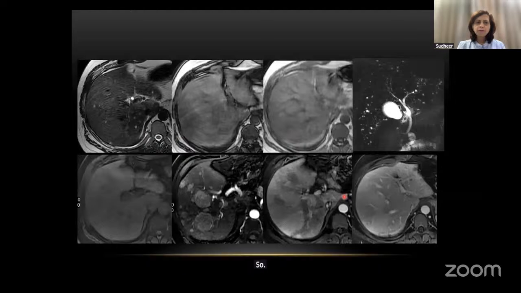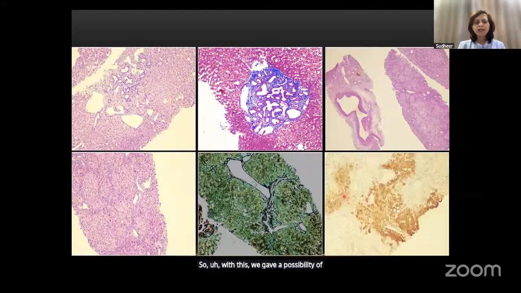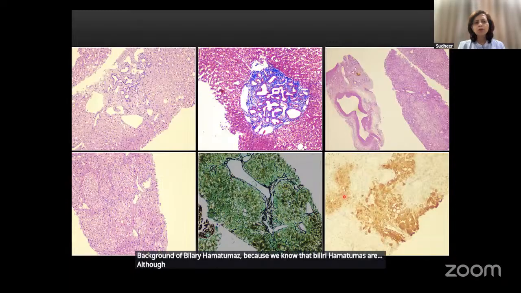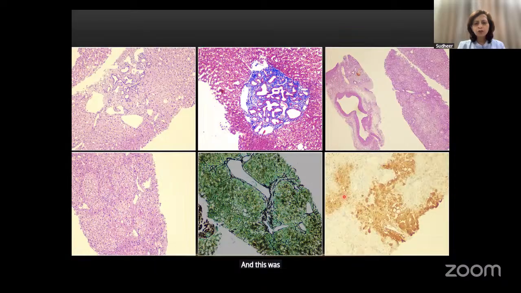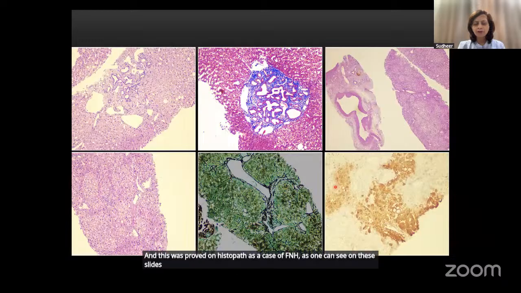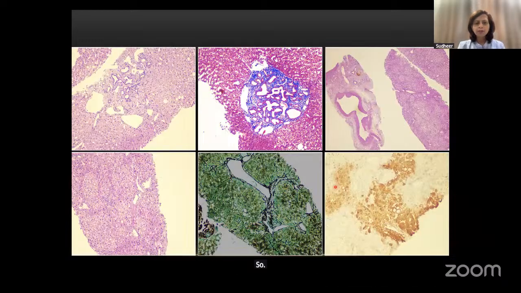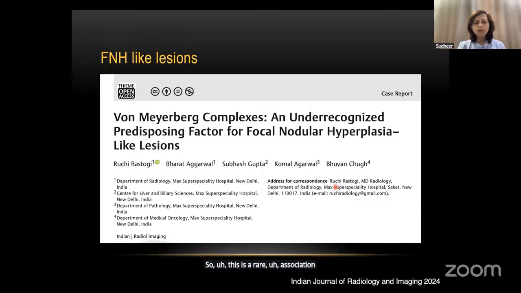So with this, we gave a possibility of FNH-like lesions on a background of biliary hamartomas, because we know that biliary hamartomas are mostly asymptomatic and just an incidental finding, but they may cause some background liver fibrosis, as they are a spectrum of fibropolycystic disease of the liver. This was proved on histopathology as a case of FNH, as one can see on these slides, with background biliary hamartomas. This is a rare association, not very commonly seen, but we picked it up, especially thanks to the hepatobiliary phase of MR.